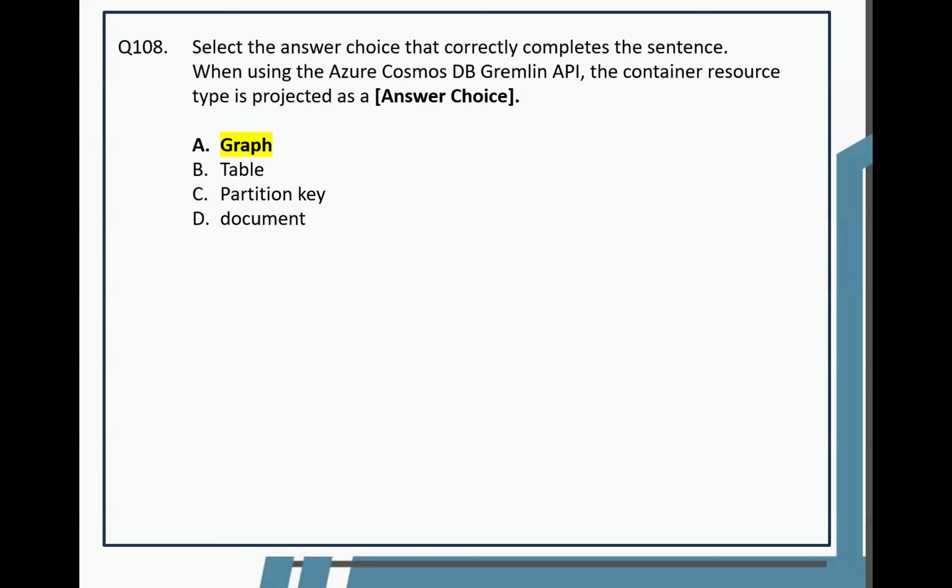In the Gremlin API, a container is represented as a graph where data is stored as vertices and edges. Table is used in Table API. Partition key is a property used for data distribution, and document is used in core SQL API where containers store JSON documents. Let's look at another fill in the blanks question.